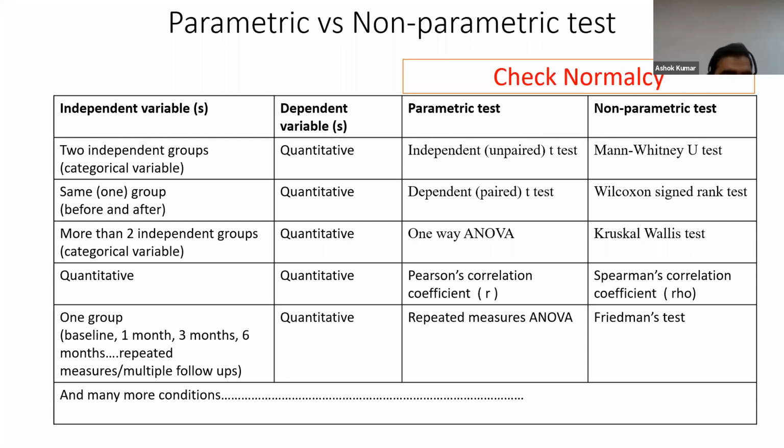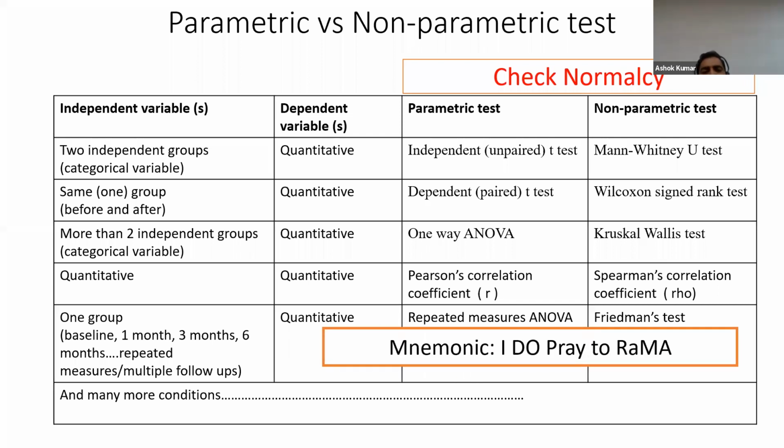And next, one group, and we have to take readings of the weight at baseline, 1 month after diet modification, 3 months, 6 months, meaning repeated measures or multiple follow-up. And our dependent variable is quantitative, that is weight. So we have to use repeated measures ANOVA or the Friedman test. There are many more conditions, but we will discuss these today and the rest next day.